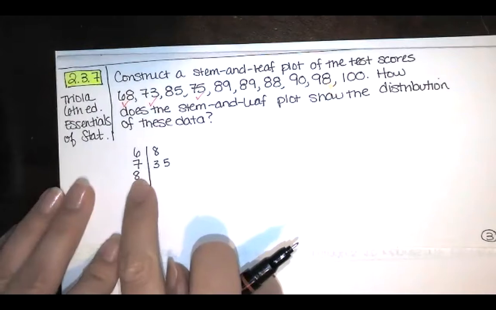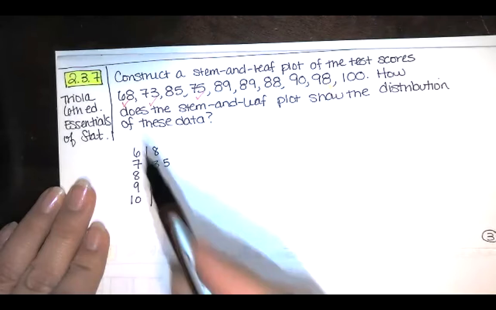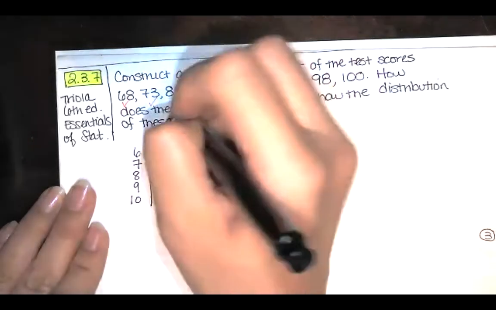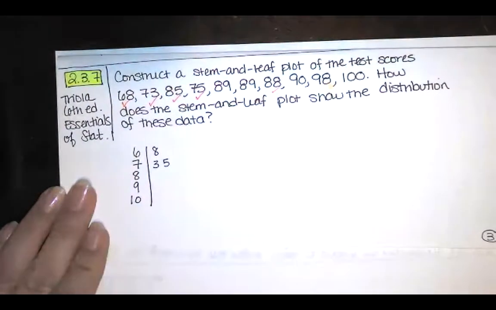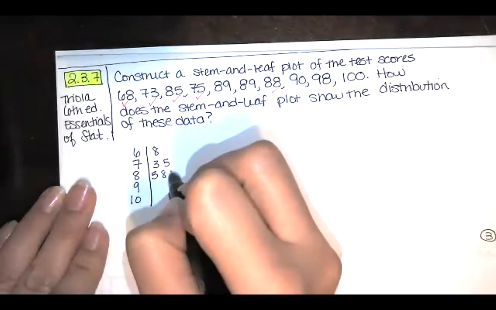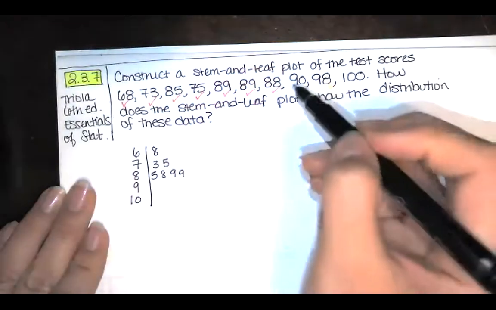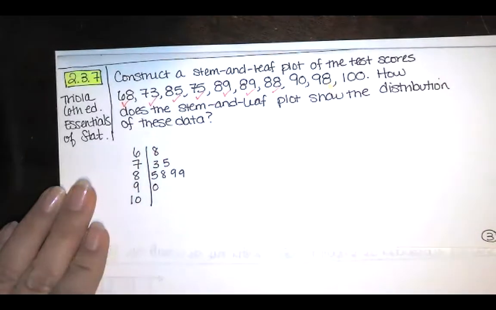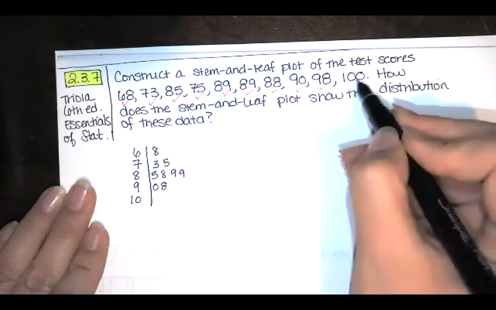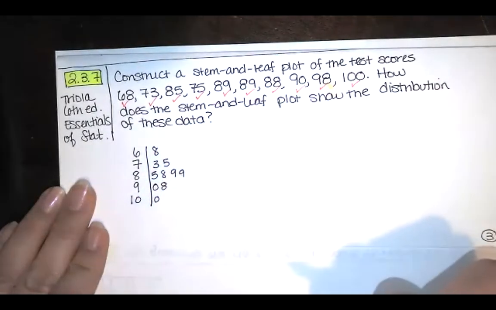So let's see, we took care of this one, and this one. And now I want to look at all of those in the 80s. I've got an 85, an 89, an 89, and an 88. So we'll do the 5 first, 85, and then 88. And then we have two 89s. And then we have a 90, so that's 90. And then a 98, so that's a 98. And then 100, so a 10, followed by a 0. So that is our stem and leaf plot.